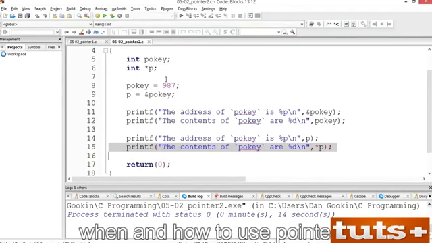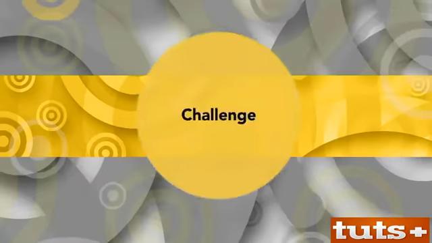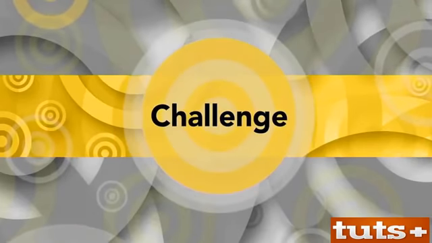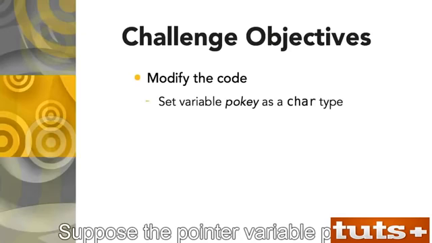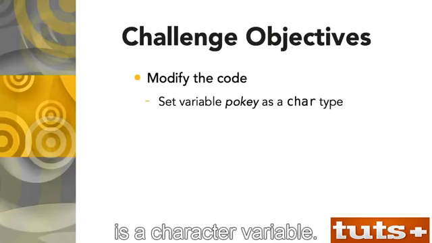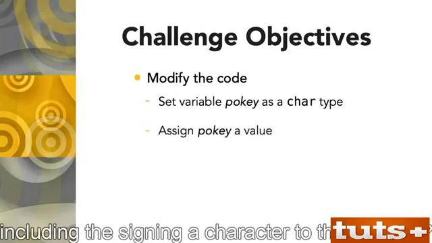In this challenge, you're to take the code from pointer 2 and modify it. Suppose that pointer variable pokey is a character variable. How would you make necessary changes to the code, including assigning a character to the variable? Convert character pokey to a char variable and alter the rest of the code to reflect this change. This challenge should take you about 10 minutes.